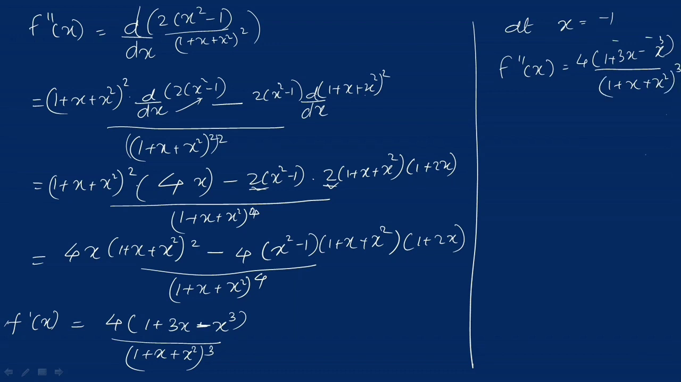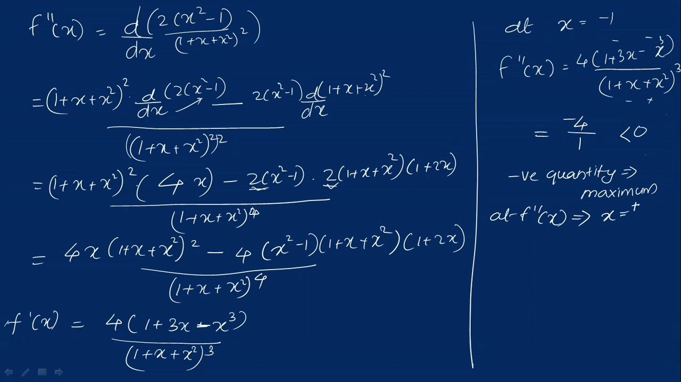So at x equal to minus 1, we are applying the value of minus 1 in the equation of f double dash of x, that is 4 into 1 plus 3x minus x cube divided by 1 plus x square whole cube. So if we apply minus 1, we will be getting minus 4 by 1, which is less than 0. So it is a negative quantity, so we have a maximum here.